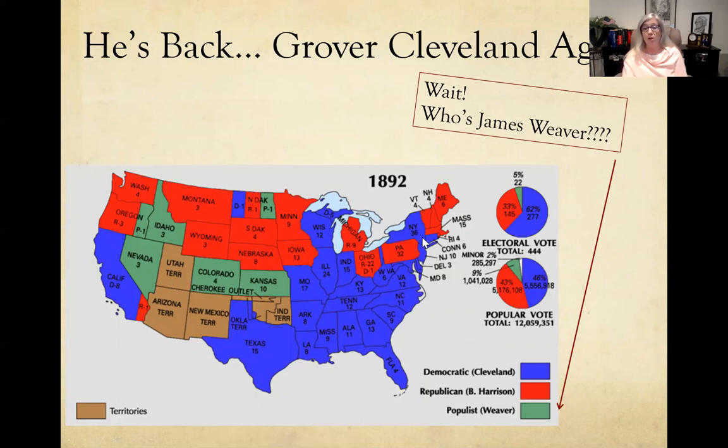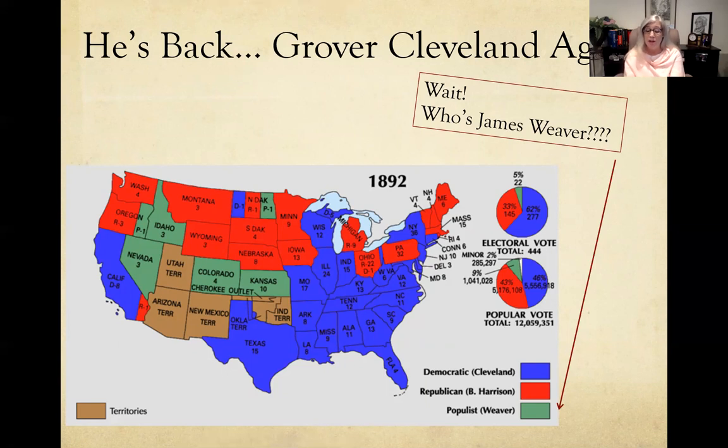Notice that New York goes back to Grover Cleveland. They weren't happy with Benjamin Harrison. Think about that Sherman Antitrust Act. Some of those businesses in New York weren't really happy about that. They weren't thrilled with Grover Cleveland either. But in any event, Grover Cleveland comes back.